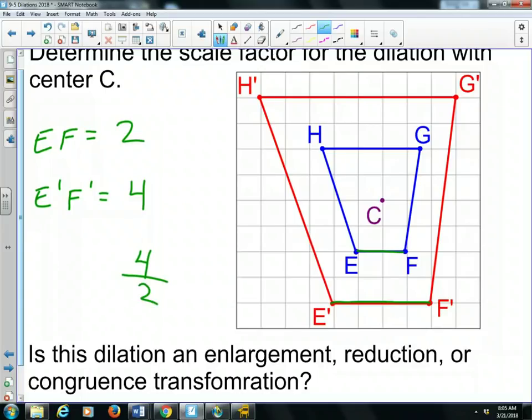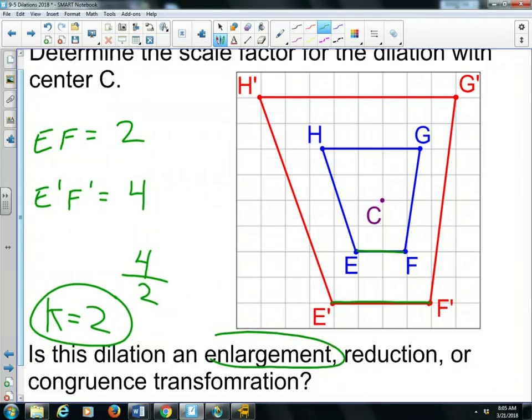So my scale factor, some people call it K, some people call it R, whatever it is, the scale factor is 2. And we know that that's an enlargement. Notice how my image got bigger. The red quadrilateral is bigger than the blue quadrilateral. It enlarged because the scale factor is bigger than 1. The scale factor is 2.